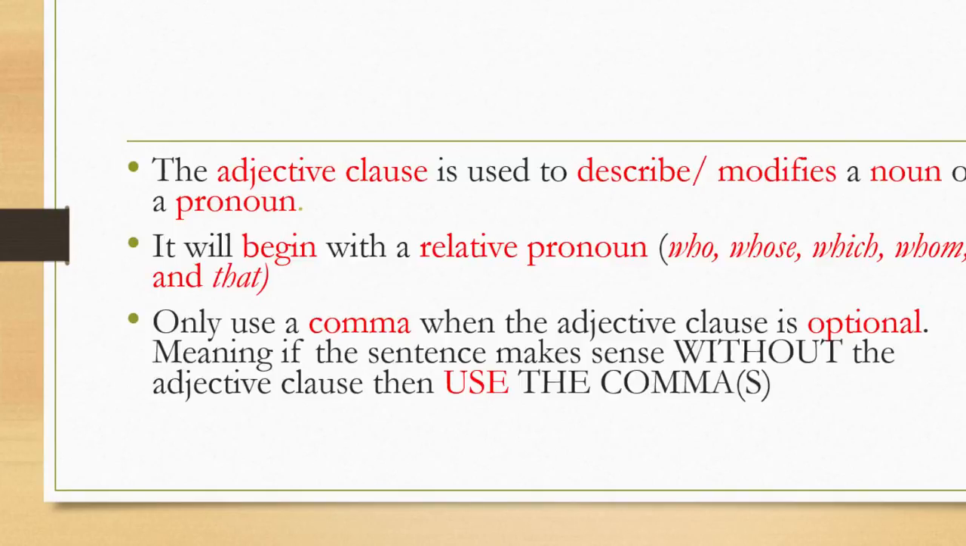You only use a comma with the adjective clause if the adjective clause is optional. Meaning, if the sentence makes sense without the adjective clause, then you are going to use a comma or commas depending on the location of the adjective clause. So first, let's look at some examples of identifying adjective clauses.